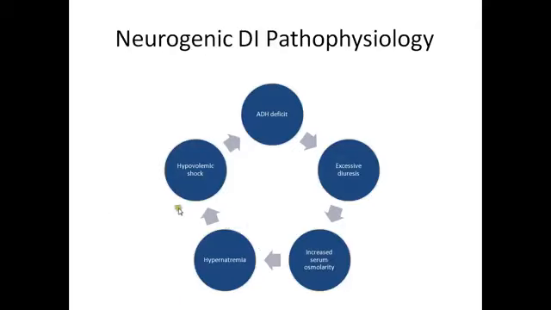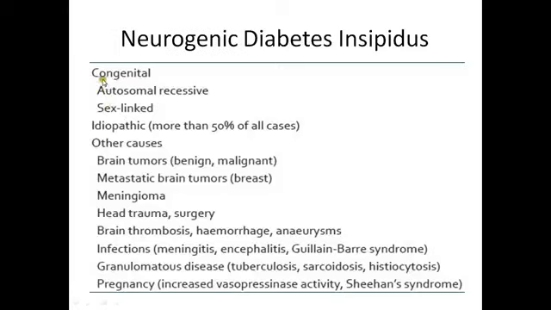So what happens in neurogenic diabetes insipidus? ADH is deficient, which causes excessive diuresis, which causes increased serum osmolality, which causes hypernatremia and hypovolemic shock. But the pituitary or hypothalamus is affected, so ADH remains low and the process keeps on going. Causes can be congenital, or it can be idiopathic. Congenital can be an autosomal recessive or sex-linked disorder.